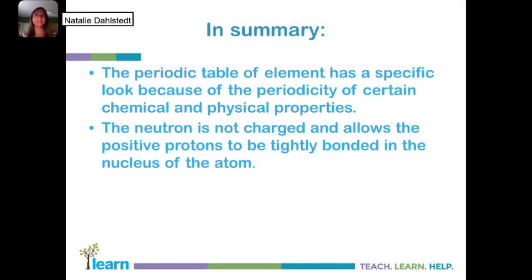In summary, the periodic table of elements has the look that it has because of the periodicity of certain chemical and physical properties. The neutron, on the other hand, is one of the subatomic particles that has no charge and holds the positive protons together in the nucleus.